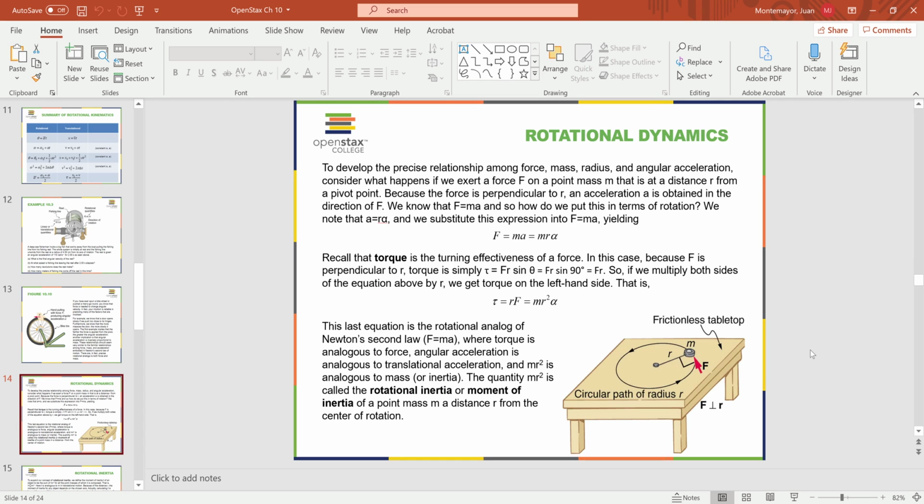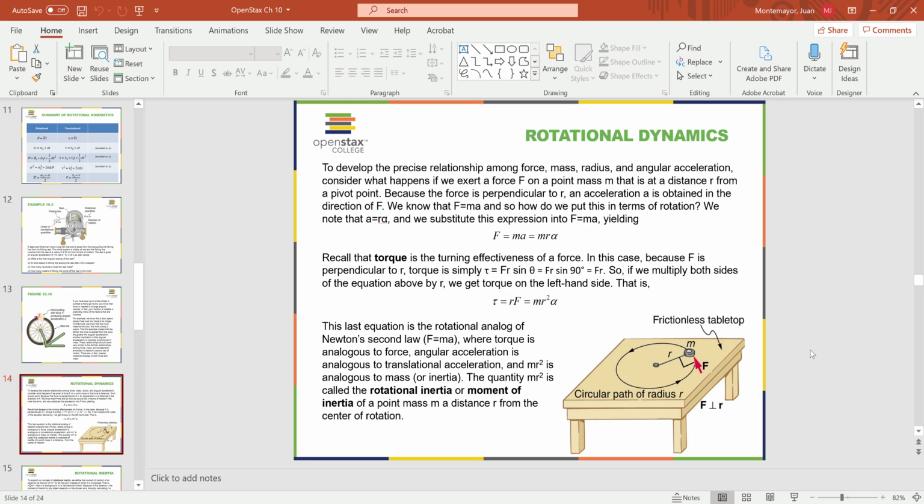And now we're going to be talking about forces. So to develop the precise relationship among force, mass, radius, and angular acceleration, consider what happens if we exert a force F on a point mass m that is a distance r from a pivot point. So we have force, mass, and distance. Because the force is perpendicular to the radius r, an acceleration a is obtained in the direction of the force. We know that F equals ma, and so how do we put this in terms of rotation?